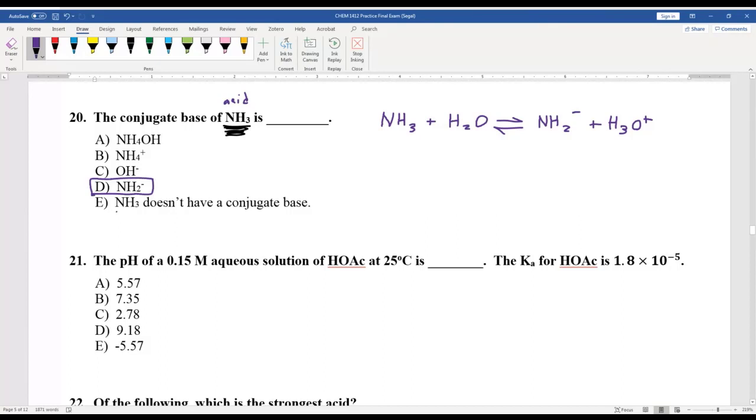Some students would be tricked by this and they'd say it doesn't have a conjugate base, but it actually does. There are some really important chemical reactions that require you to use NaNH2, sodium amide. NH2 minus is called the amide ion, and it's a really, really good base. Very useful for certain reactions.